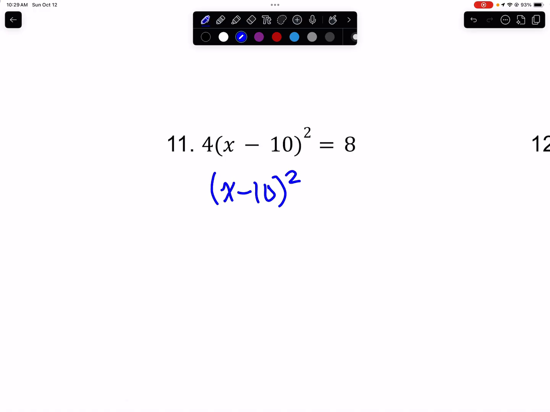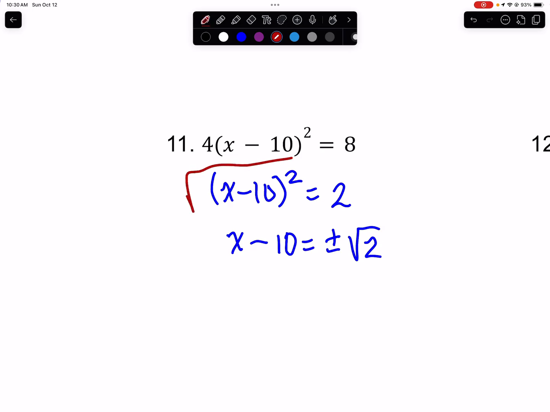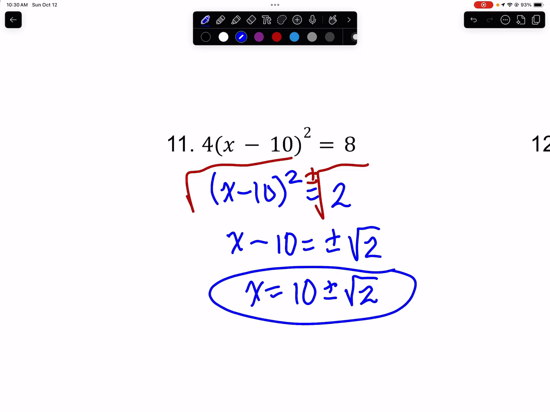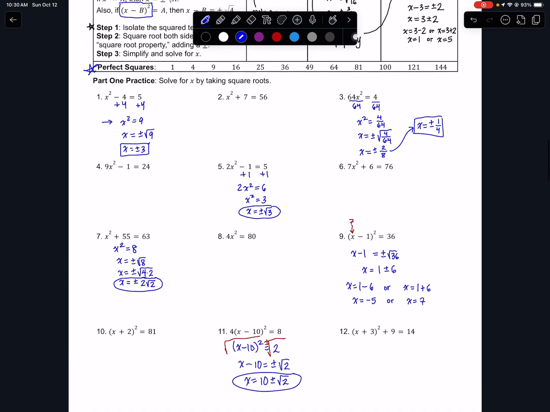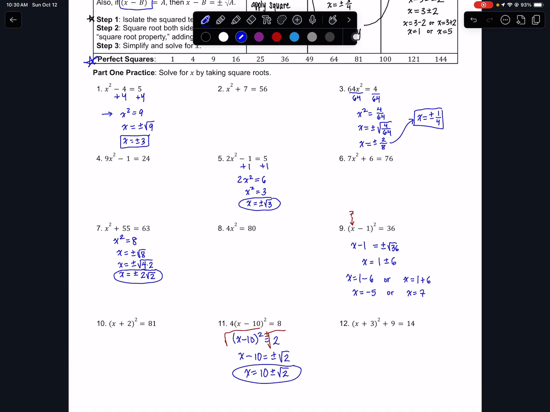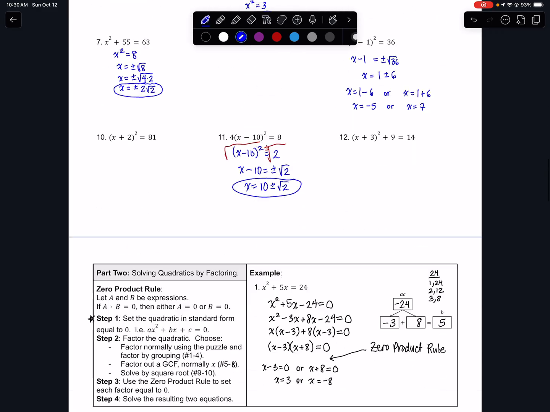We want to isolate the squared piece. Okay, then we're prepared to take a square root of both sides. So when you do that, you put the plus or minus there. And then when I move this 10 over, I'm going to put him in front. And then the square root of 2, I can't simplify that at all. So that would be my answer here. So this is a review of kind of what you had done to prepare for today.